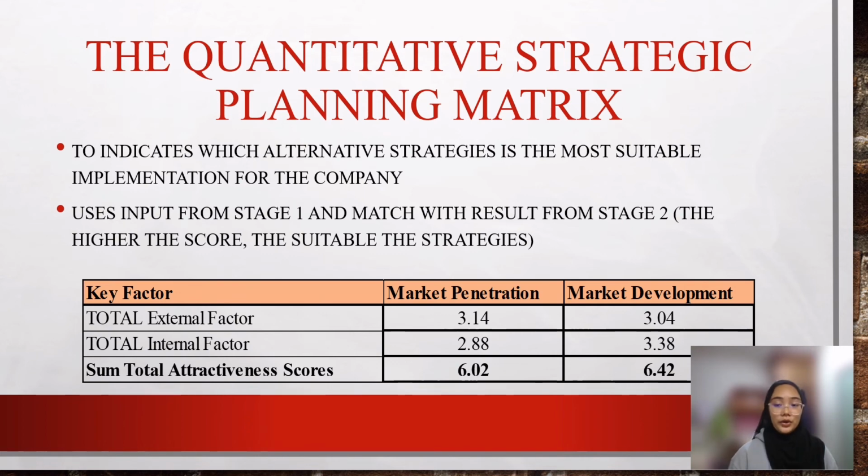For the Samsung Electronics case, we can see in the table the total external factor for market penetration is 3.14, and 3.04 for market development. And as for internal factor, 2.88 for penetration and 3.38 for market development. So we have to sum the totals to find the more attractive strategy. As I mentioned before, the higher the score, the higher the attractiveness of the strategy for the company. So as we can see in the table, market development has the highest score, meaning Samsung Electronics is recommended to use market development as their strategy.